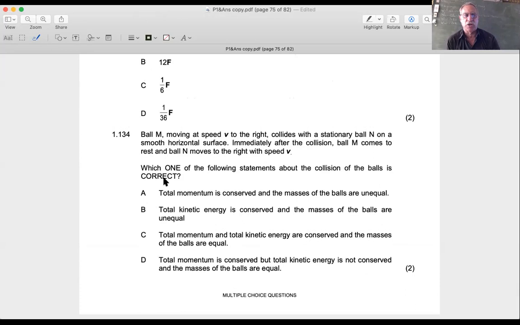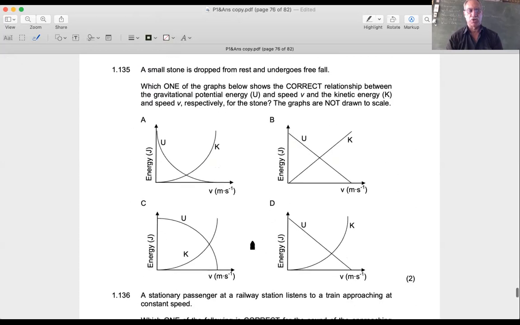Okay, which of the following statements about the collision of the balls is correct? The total momentum is conserved. It's always conserved, folks. And the mass of the balls are unequal. No, I'm looking for one. Total momentum is conserved. Well, let's read this. Total kinetic energy is conserved, actually is. The masses of the balls are unequal, no. Total momentum and total kinetic energy are conserved, right, and the masses of the balls are equal. Okay, so all three in an elastic collision.